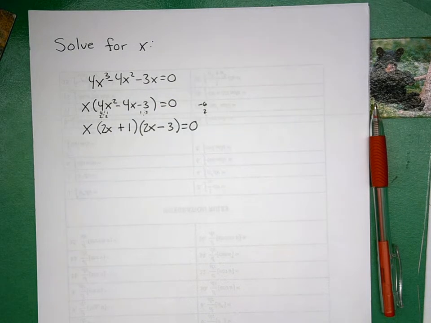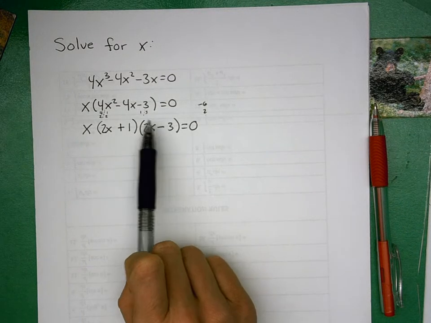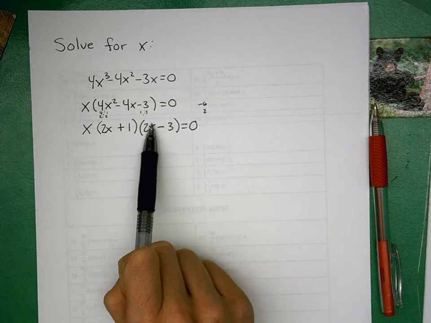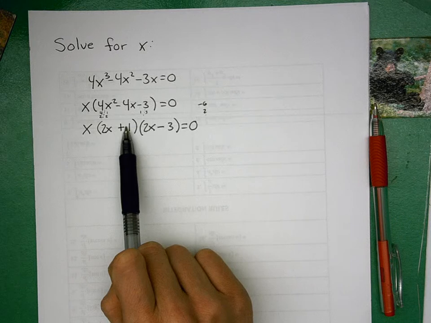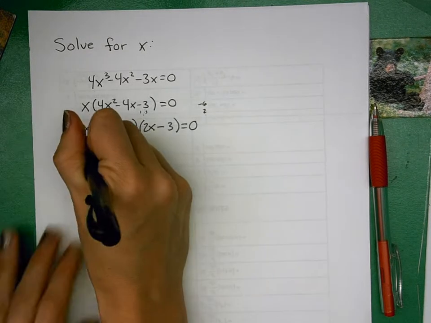And you can always double check that you broke it up correctly. 2x times 2x is 4x squared. 2x times negative 3 is negative 6x plus 2x, which is negative 4x. And 1 times negative 3 is negative 3. So I know I factored it correctly.